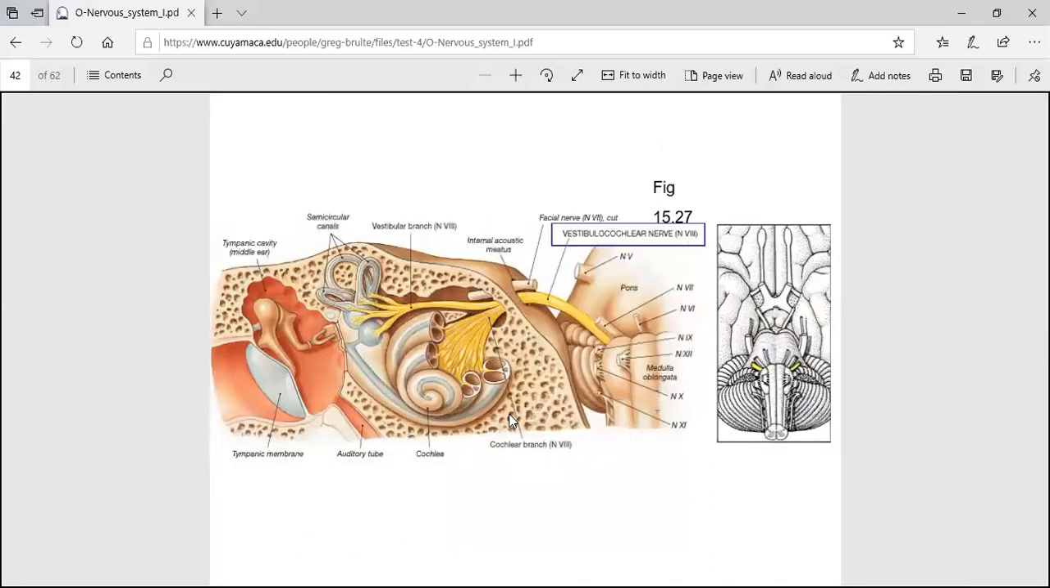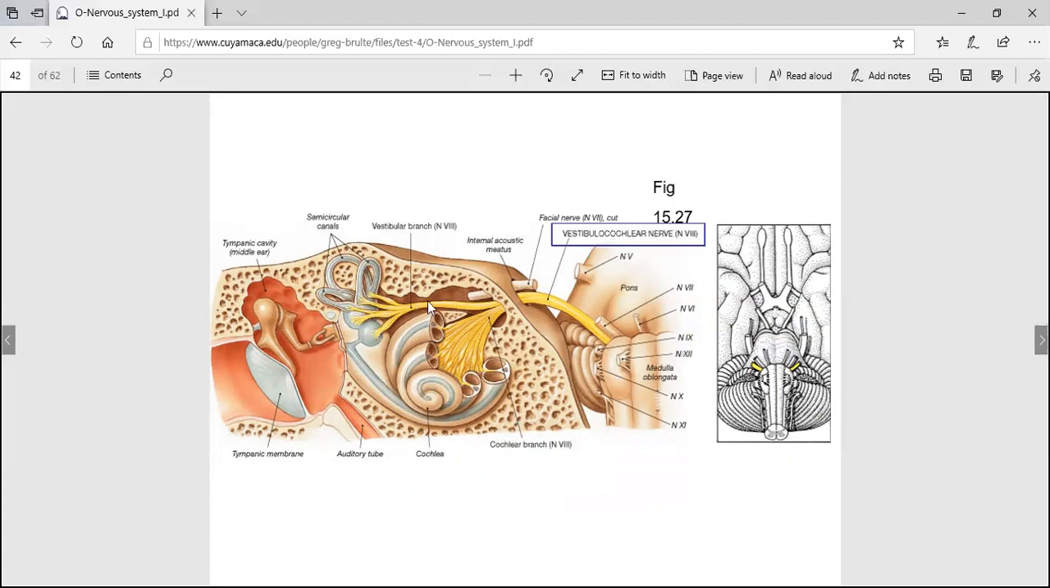Vestibulocochlear, that's a weird name. They used to call this the auditory nerve. They don't call it that anymore because it does more than hearing. So this cochlea, you probably heard of that thing, looks like a snail shell. That's where your hearing, your little hair cells and receptors for hearing are in there. This vestibule is for balance.